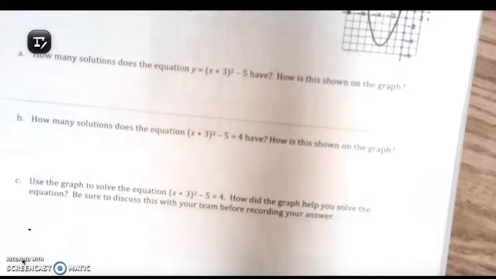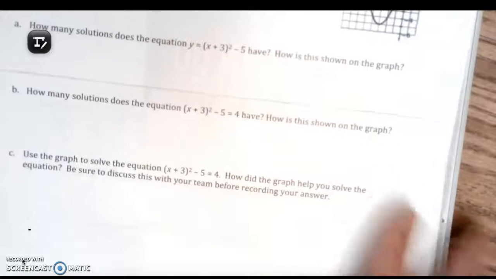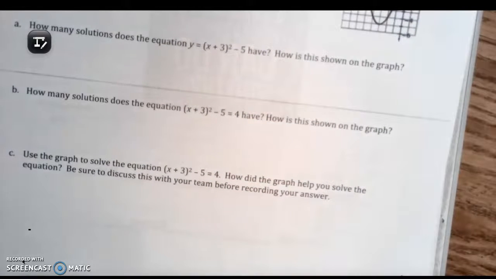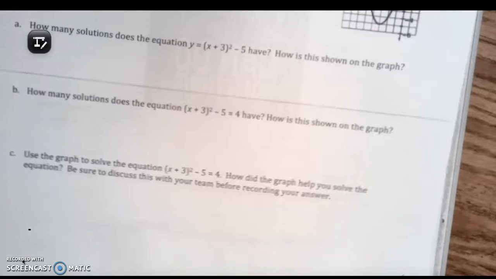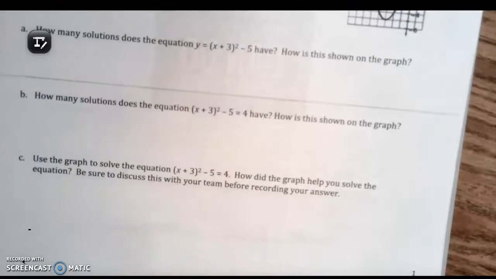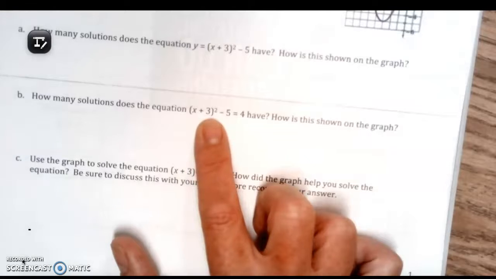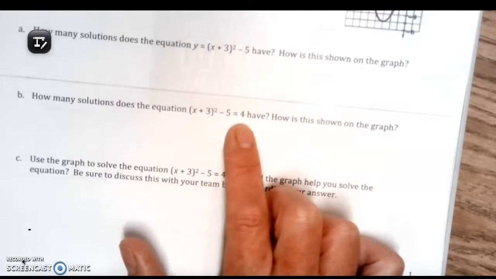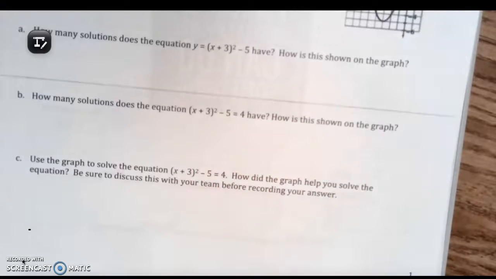Part B says the same question. Oh, no, it's written slightly different, though it looks like the same exact question. How many solutions does the equation (x plus 3) squared minus 5 equals 4 have? How is this shown on the graph? So it's written slightly different. Instead of having y in there and x in there, it just has x. So how many solutions is that going to have?